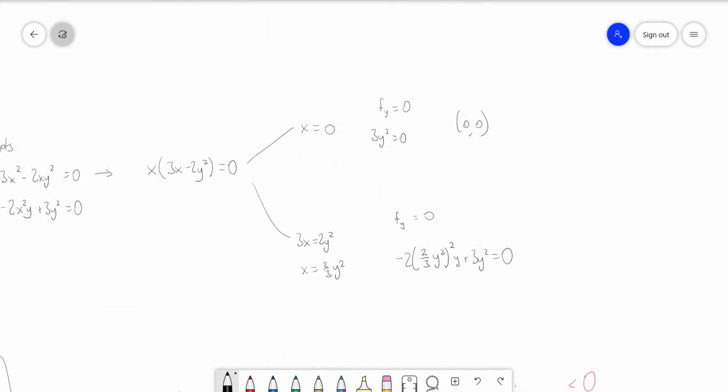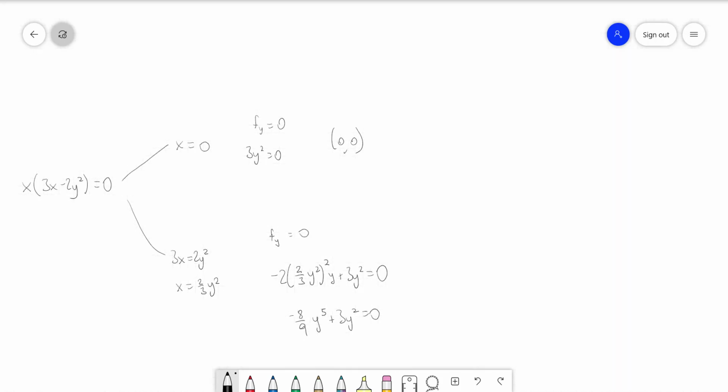Okay. So let me see what that will give me. That will be 4/9. So -8/9 y to the 5th plus 3y squared is 0. So factor out a y squared, and we're going to get -8/9 y cubed plus 3 is 0. Now, one possibility is that y is equal to 0. But if y is 0, then we would get x is 0. But then we already had that critical point.